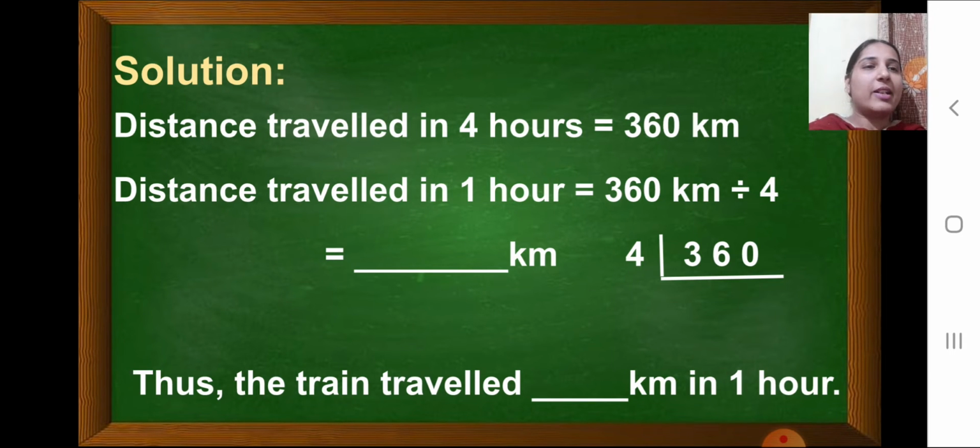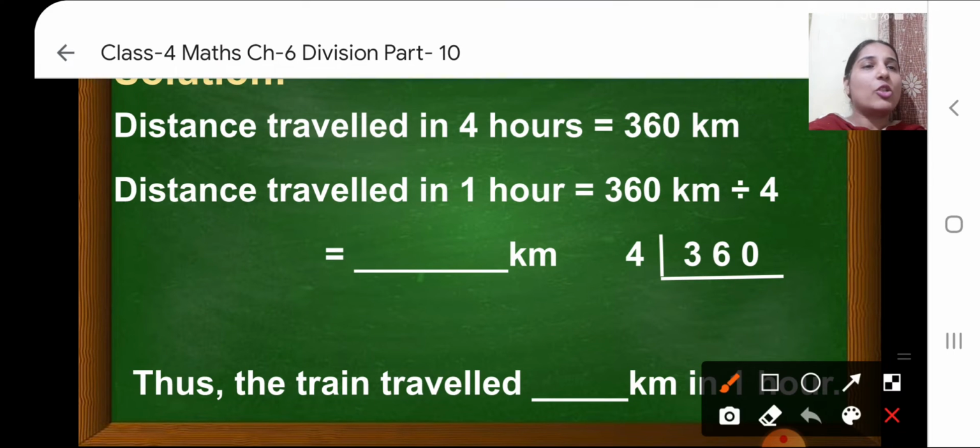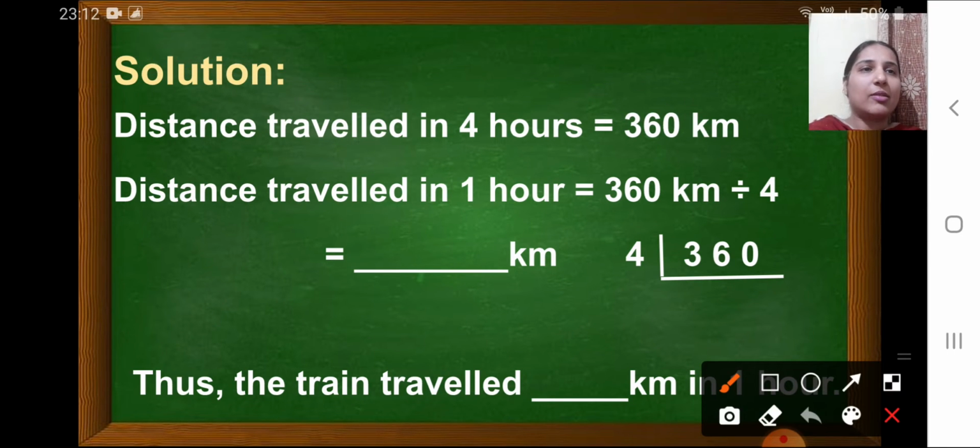So let's divide it here. We are using the short division method here, or you can divide it normally as well. So this we will write, divisor we will write here, this is our dividend. So 4 9s are 36, and 40 times. So what did we get? We get here 90 km.